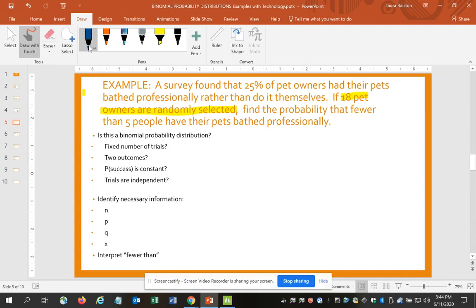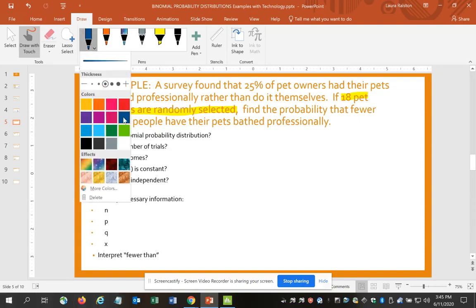Okay, so then two outcomes. Again, you got to kind of think about it. Either they have their pet bathed professionally or they don't have it bathed professionally. Okay, so you have to think about that. So there's two options. They either do or they don't, whichever one you think.